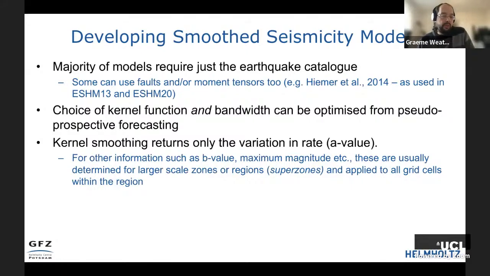The problem we have here is that kernel smoothing is really only returning the variation in rate. So going back to the first few slides about the two parts of the seismic source model, the estimation of the rate and then the estimation of the density function, which would include the b-value and maximum magnitude.